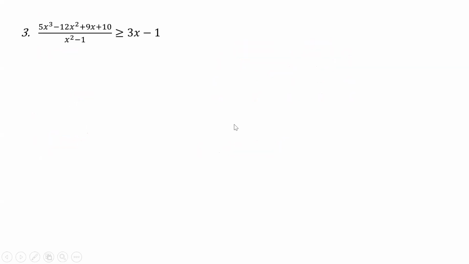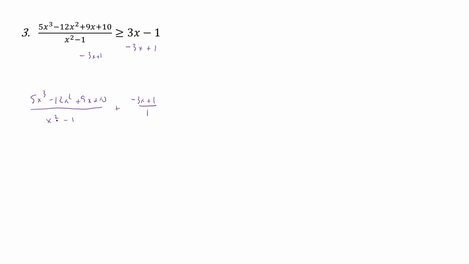All right, so this one's going to be similar to the last one, except we have a little bit more work to do before we get to that stage. So the first thing we need to do is subtract our right side over to the left side. So we're going to subtract 3x, add 1. And so that then is going to give us 5x cubed minus 12x squared plus 9x plus 10 all over x squared minus 1 plus, and then we have minus 3x plus 1 over 1. So we can kind of say that that's our fraction.